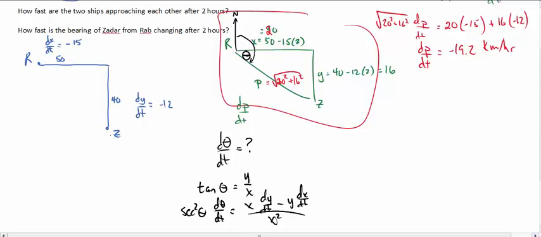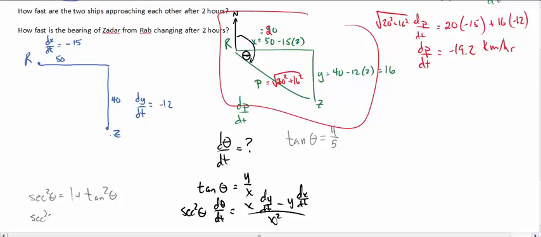So we have to do a little bit of work to find that, and we're going to use our triangle here, and we're going to use a Pythagorean identity. We know that secant squared theta is equal to 1 plus tangent squared theta. And the tangent of theta happens to be, at this instant in time, opposite over adjacent, 16 over 20, which reduces to 4/5. At this instant in time, 2 hours after the beginning, the tangent of theta is 4/5.